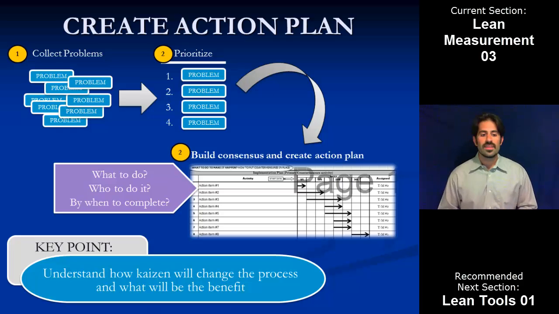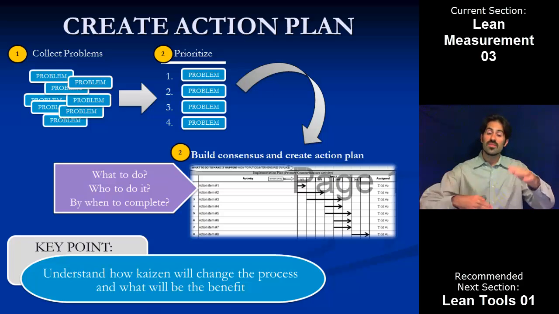And then the key point out of this too is we want to understand how the kaizen is going to change the process and what the benefit's going to be. We need to have that expectation of what we're going to be doing, why we're going to be doing it, and what we expect the results to be so that we can confirm our results.